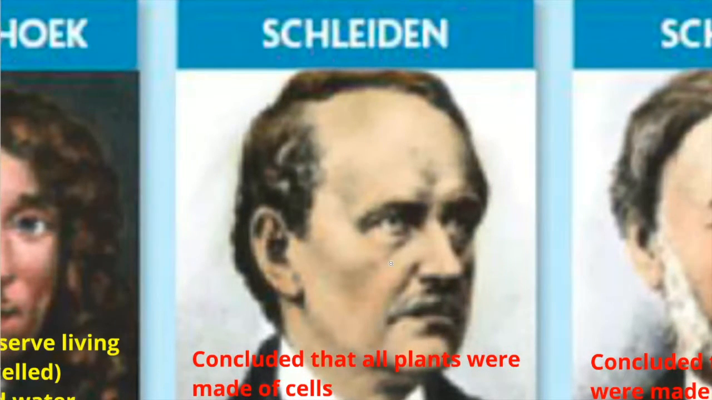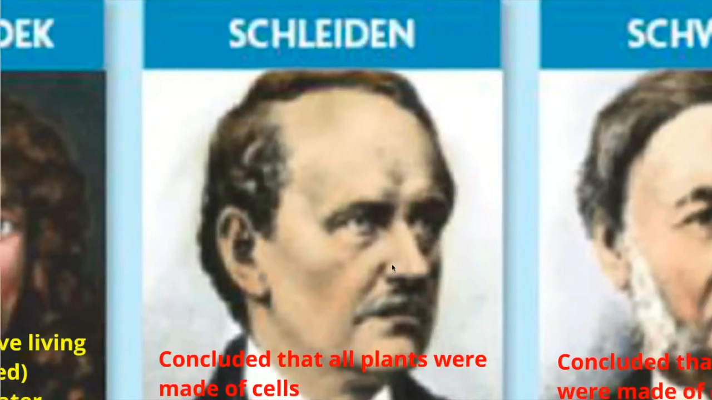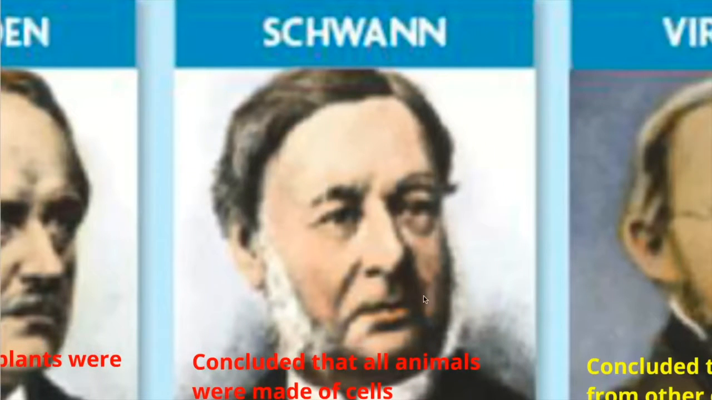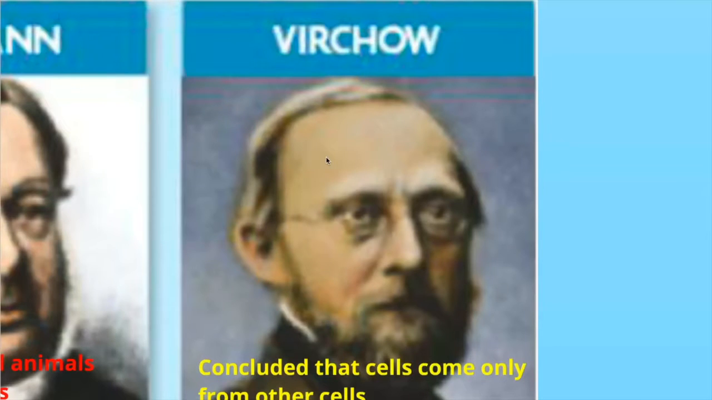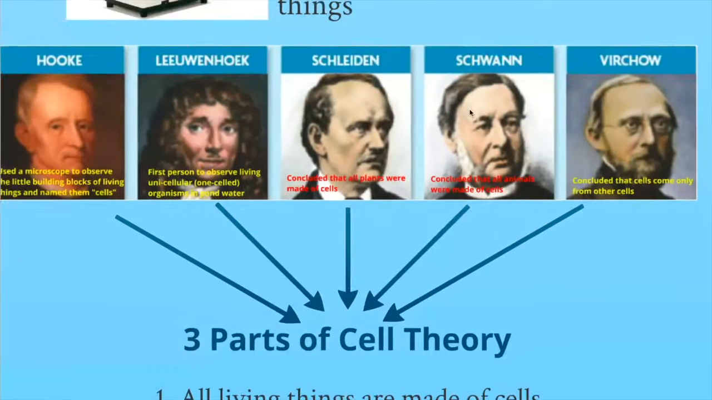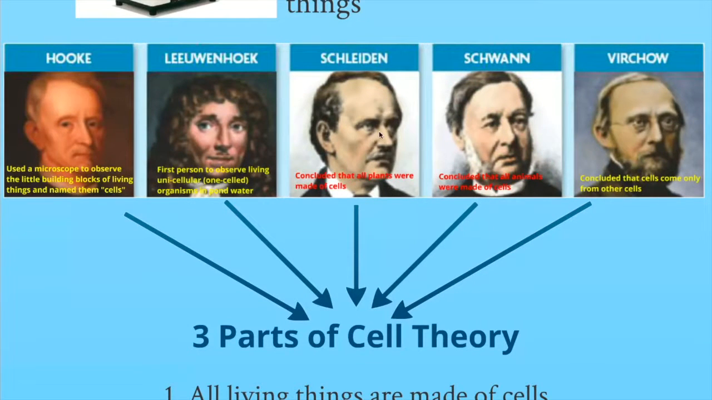So he looked at different plants and said, oh, this plant's made of cells. All plants must be made of cells. And then Schwann did the same thing for animals. He looked at different types of tissues from meat and things, and discovered that all animals are made of cells. And then Virchow discovered that cells actually come from existing cells. So he was the first one to witness one cell split into 2 and discover that cells could come from other cells.